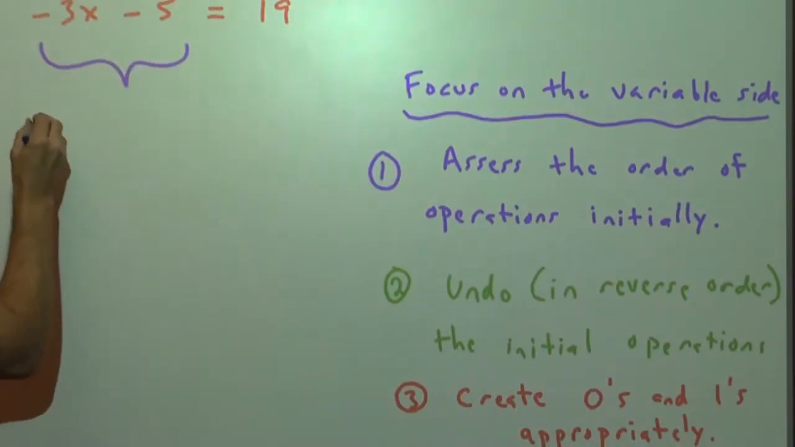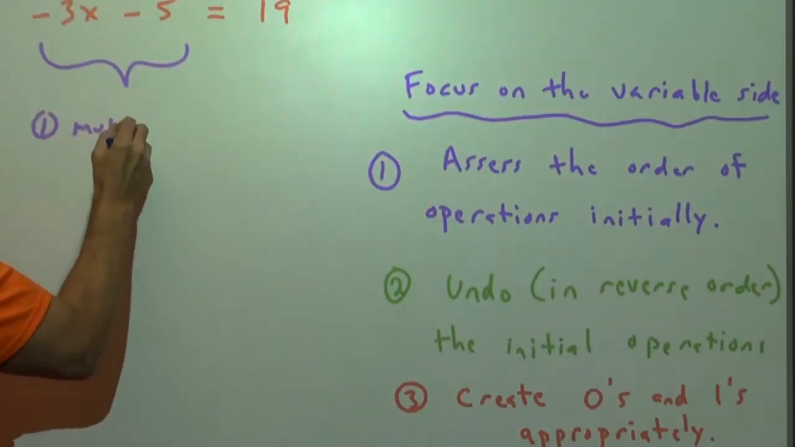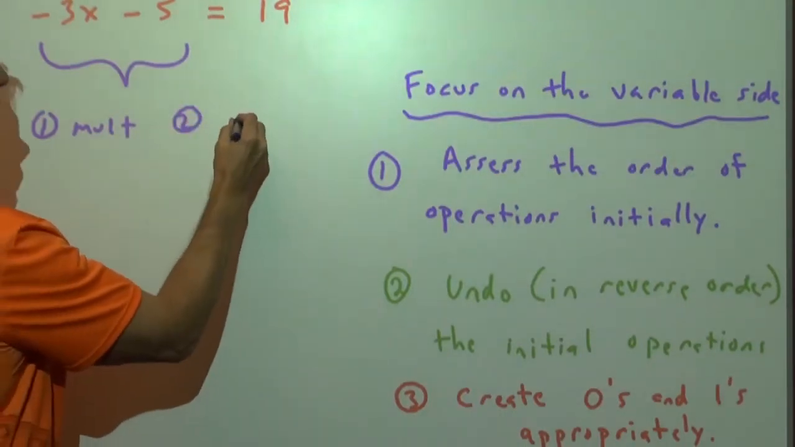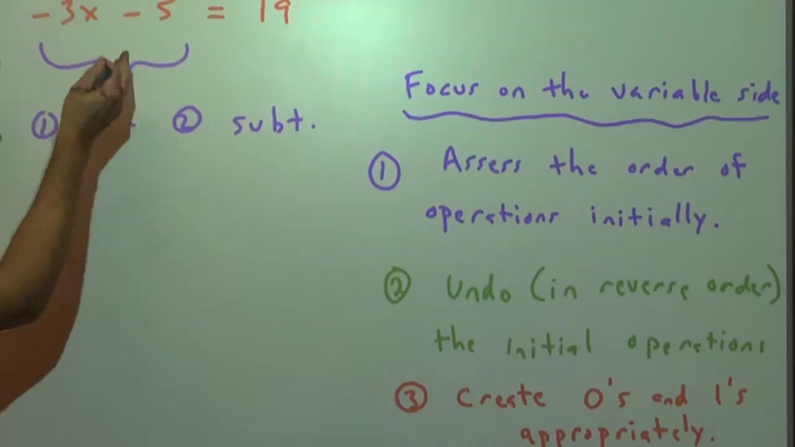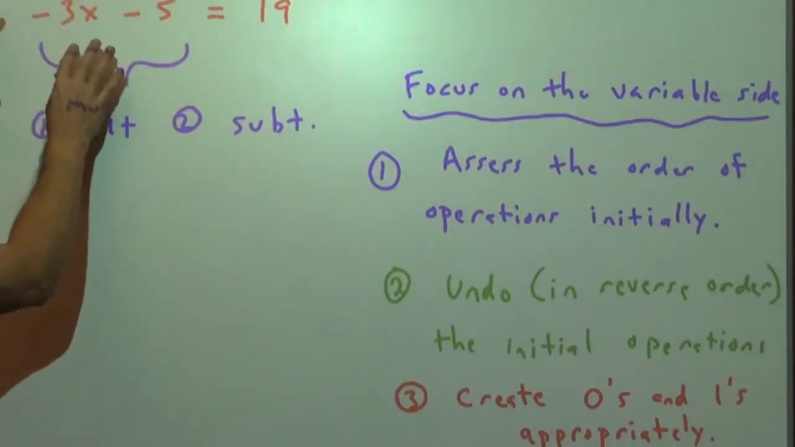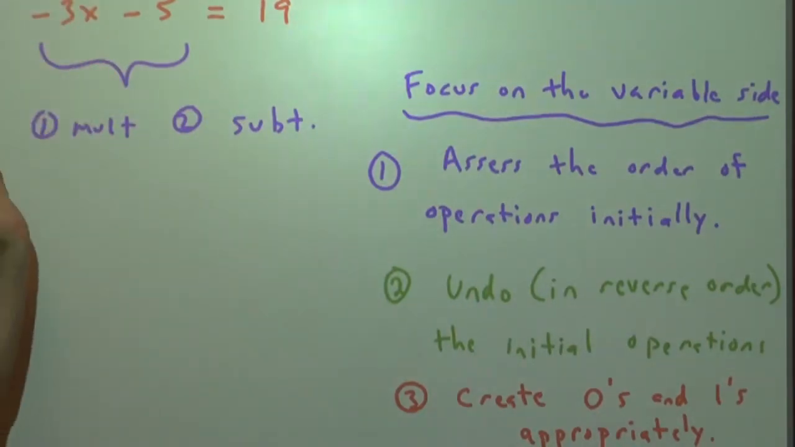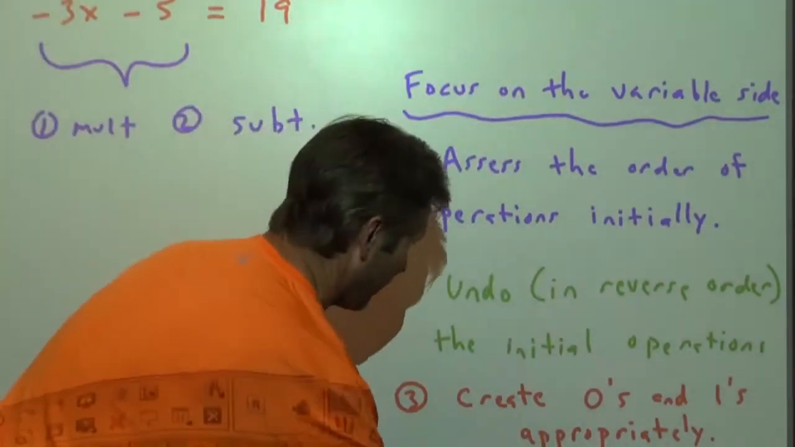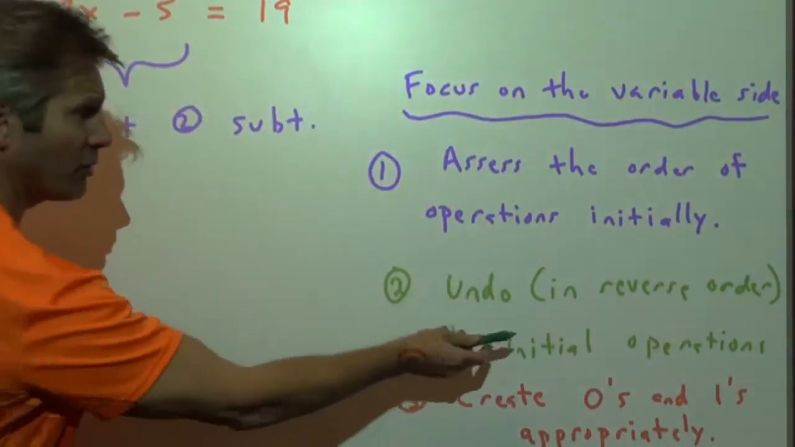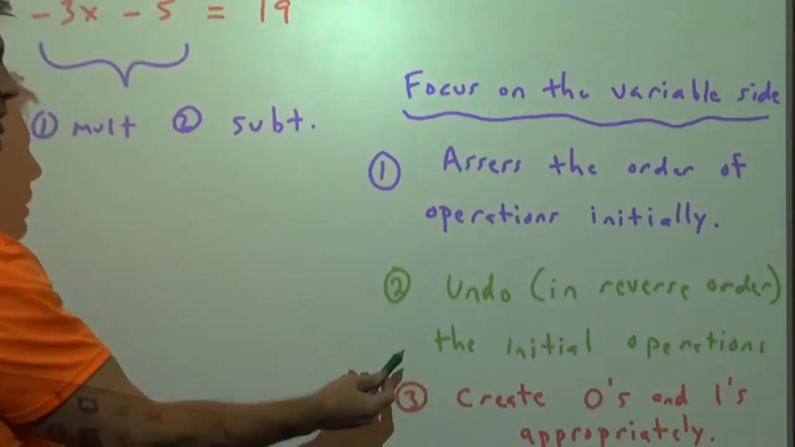So the first thing we did was to multiply. The second thing we did was to subtract the 5. So that's what had to have happened on the left side where the variable is in order for us to end up with 19. So now we go to the step where we're going to undo, or go in reverse order of operations from what we initially did.